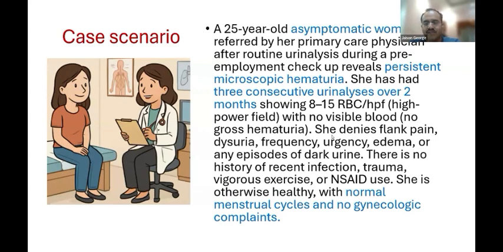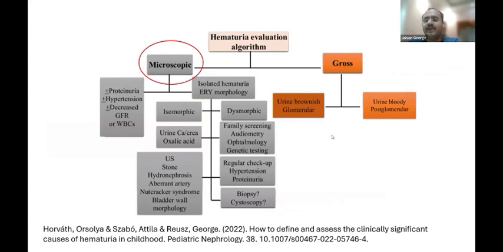Again, it's necessary to make sure that the patient is not menstruating, as I mentioned before, and rule out all gynecological causes of hematuria. So how do we approach a case of hematuria as seen in this scenario? Hematuria can be microscopic or gross. We move to the microscopic causes.